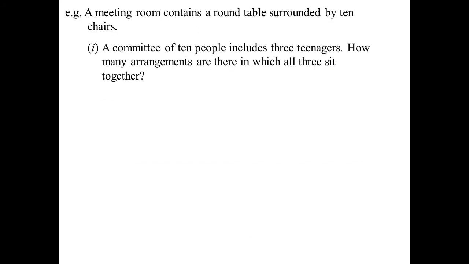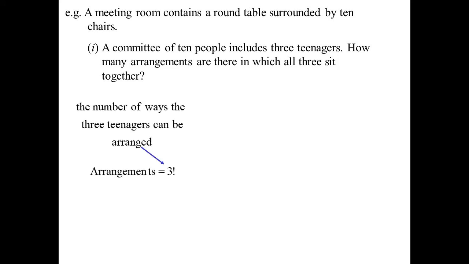So, okay, a meeting room, and often in meetings you sit around in a circle. We've got 10 chairs. So we're going to have a committee of 10 people, and yes, we're going to allow 3 teenagers to be on this committee. How generous of us. How many arrangements are there in which all 3 sit together? How many ways can I do this?